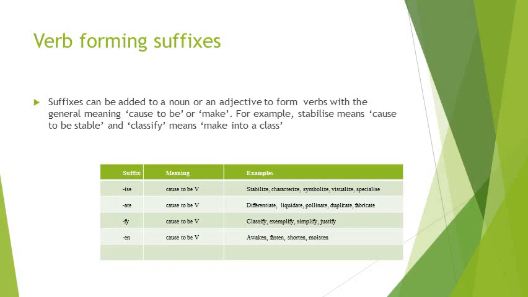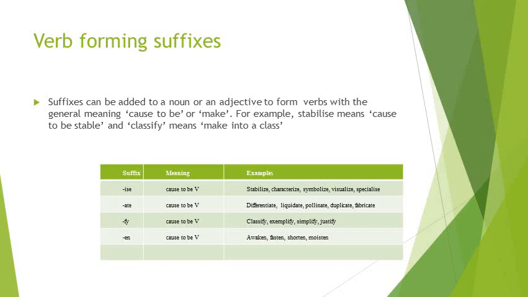We're looking at verb-forming suffixes, and we said suffixes can be added to nouns or adjectives to form verbs, and the general meaning is that of to cause to be or make. We have examples in words like stabilize. What does it mean? To cause to be stable. And classify means make into a class. So we have suffixes like ISE, that is cause to be something.